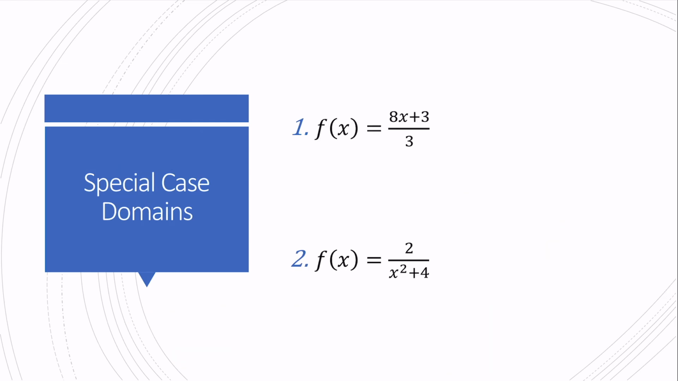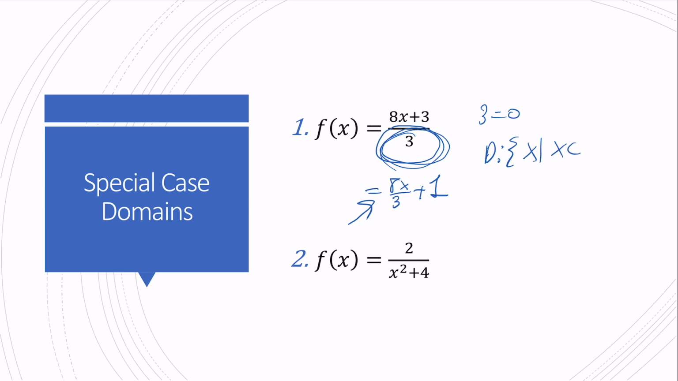So a couple special cases are here. My denominator is a constant. So if I set that constant equal to 0, nothing's excluded. We could also think of this as 8x over 3 plus 1. Well, this is just a linear function. Its domain is going to be all real numbers because nothing is excluded. And I could write that as an interval as negative infinity to positive infinity.